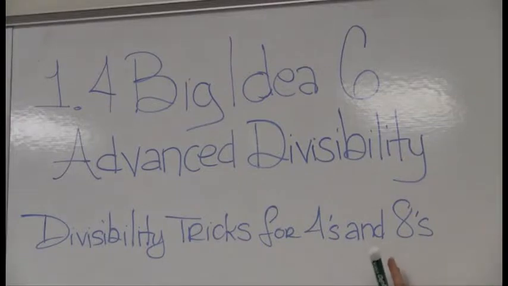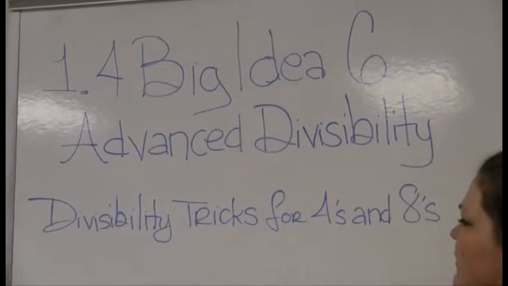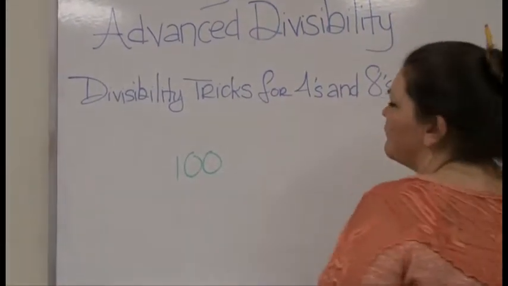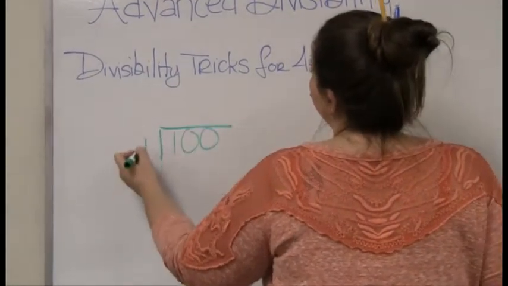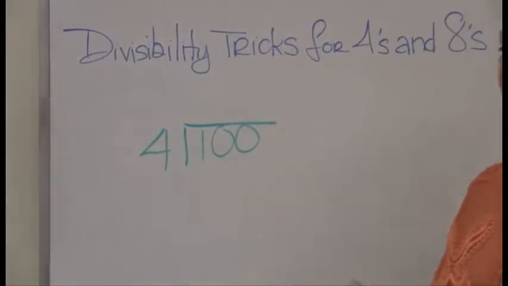So I'm going to teach you a couple of advanced divisibility tricks now. I'm going to teach you the trick for 4's and for 8's. So one thing that we should realize in order to be able to do the 4 tricks is that the number 100 is divisible by 4. And if you don't believe me, I'm going to go ahead and prove that. So let's make sure 4 goes into 100 evenly.